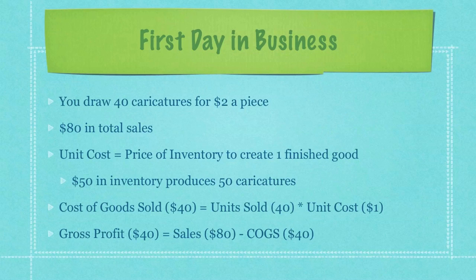Now, cost of goods sold is going to equal out to $40. And what that means, just quite simply, is you sold 40 caricatures, as I detailed above, at a unit cost of $1 each. So it cost you $40 to create the goods that you then sold for $80. You would then subtract the cost of goods sold from your total sales of $80 to find your gross profit. And gross profit is just simply, as I have here, sales minus cost of the goods that you sold, and net profit, as you're going to find out later, is gross profit minus any additional expenses.